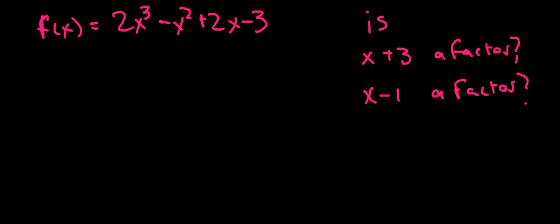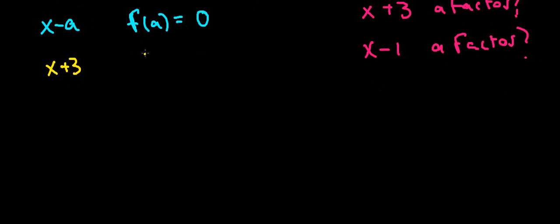According to our factor theorem, if something in the form of x minus a is a factor, then f of a must equal 0. So a simple test to find out if this is a factor is just to put in minus 3 for a, and then solve the equation and see if it's equal to 0. So let's do that. We'll do x plus 3 first. We want to know if this is a factor. So a is equal to minus 3 in this instance.